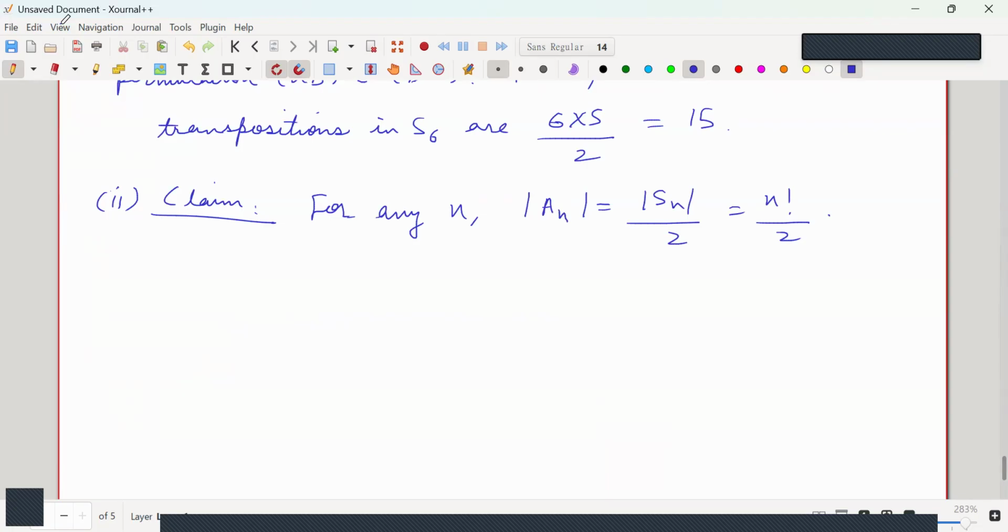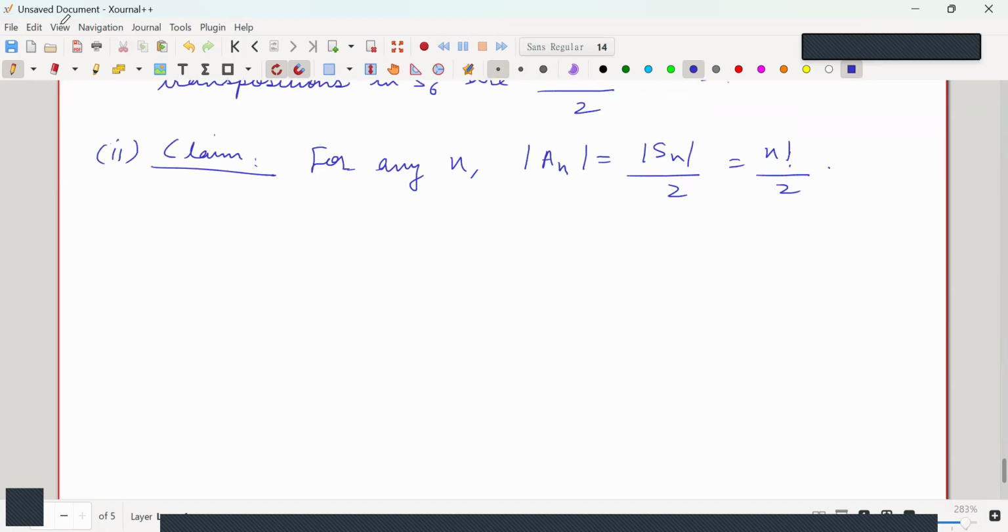It's simply a counting problem, right? You have a set of permutations, and now you have a set of even permutations, and it's a counting problem. But can we use some kind of group theoretic concept to solve this counting problem? Now here come homomorphisms into the picture.